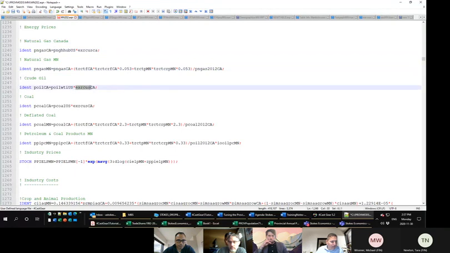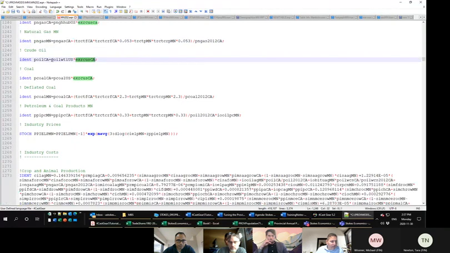On oil, same thing. We're using the WTI US price as the benchmark because what we're really interested in here is percent changes, not so much the level. Same concept though, converting it into Canadian dollars, because of course that's what matters to local cost functions. We have coal in here as well.